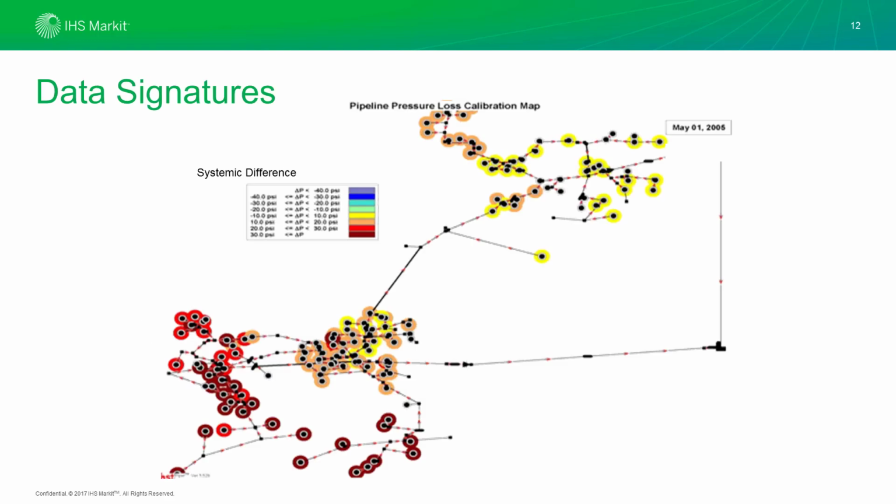Now, the second common signature that we're going to see is a systemic difference within the system. As we look from our compressor station out into the field, what you would see is the difference between the measured and the calculated pressure getting larger and larger. This is a very good visual tool, and you can see it by the changes between yellow and hotter colors, in this case, just getting into the red colors.